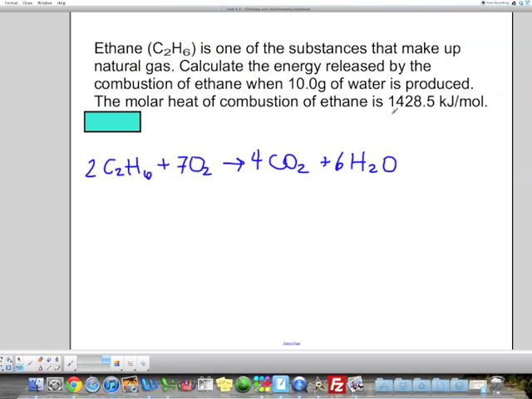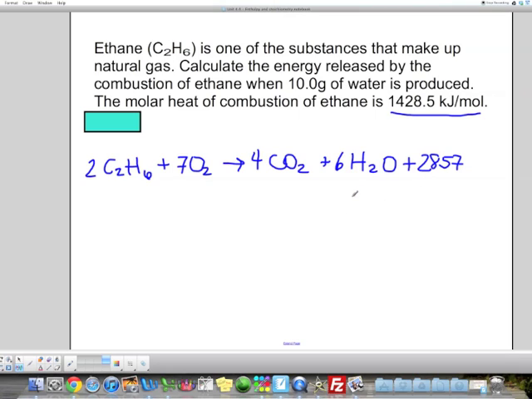Now, since the question says that the molar heat of combustion of ethane is 1,428.5, I need to multiply this value by 2, which means I'm going to release double the amount of energy, which is 2857 kilojoules. Now, since it's a combustion, it's being released, so it's on the product side. Okay, so they want to know the energy released by the combustion if 10 grams of water is produced. So what am I comparing? I'm comparing water to energy.